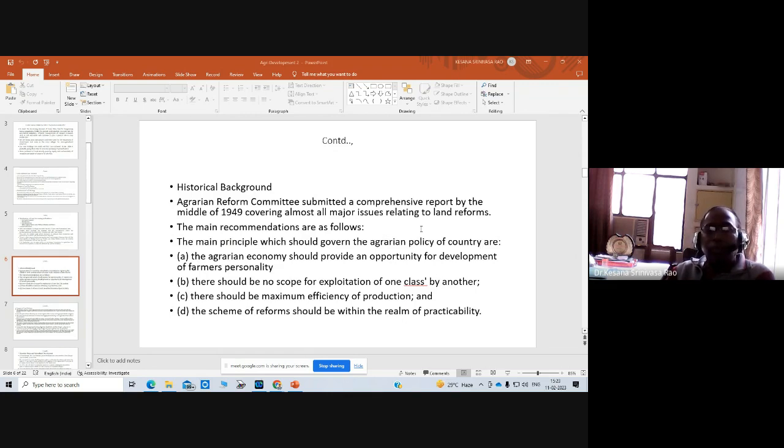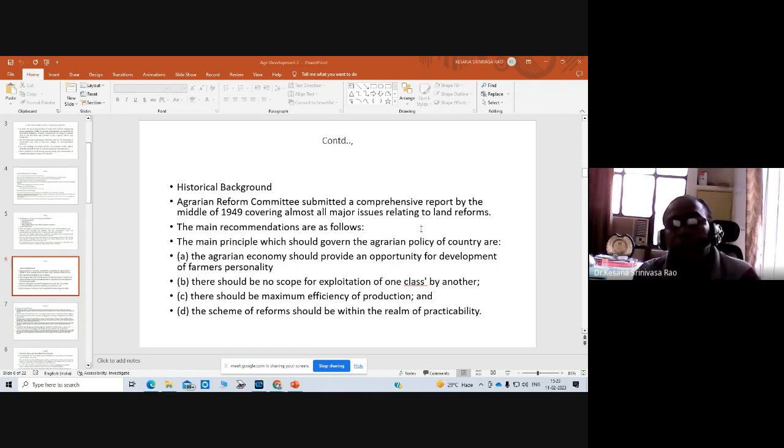The agrarian economy should provide an opportunity for development of farmers' personality. How can the farmers' personality be developed? There should be no scope for exploitation of one class by another. There should be maximum efficiency of production. The scheme of reforms should be within the realm of practicability. So these are the major policy issues. So the land reforms have been covered.